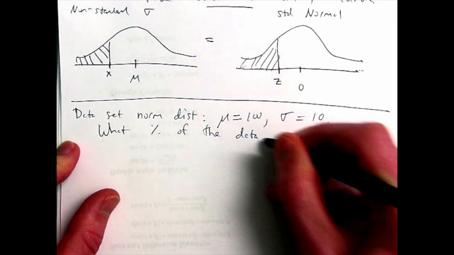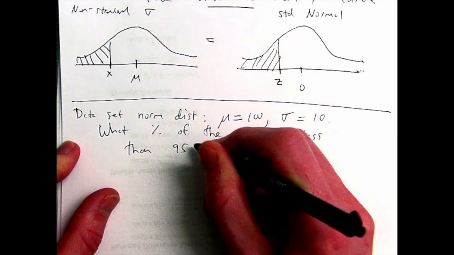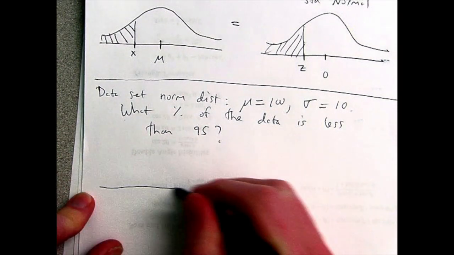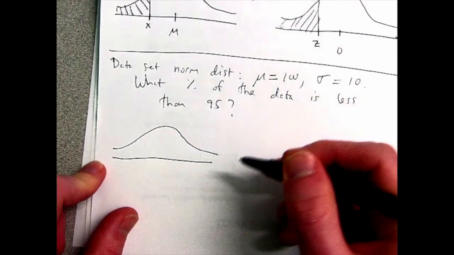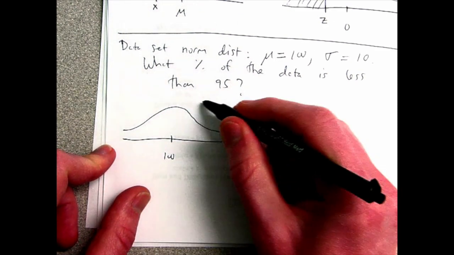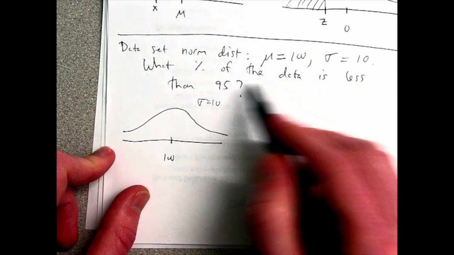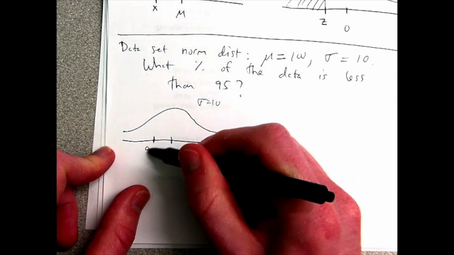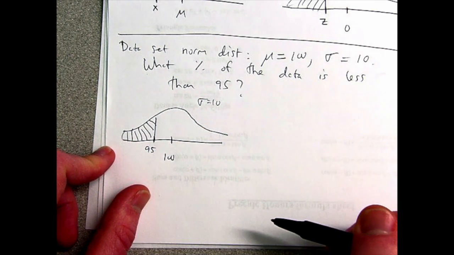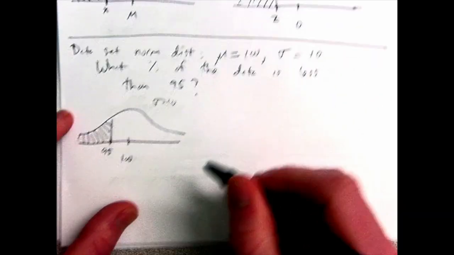Here's a question. What percentage of the data is less than 95? Okay, that's the question. Now, the answer is the following. You take a look at your distribution, which is centered at 100 and has a sigma value of 10. So you look at that normal distribution. The percentage of the data less than 95 is just going to be the area under this curve to the left of 95. Now, how do you compute that?